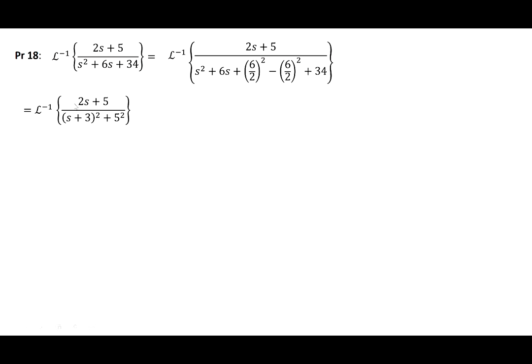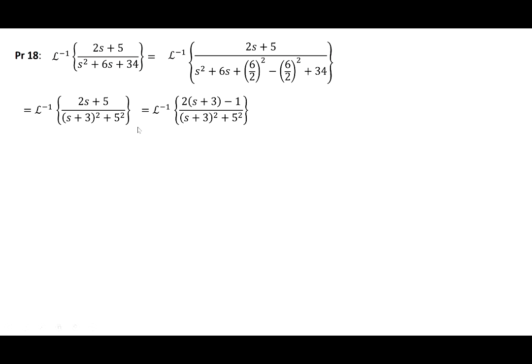So what if I were to say 2 times (s plus 3)? Okay, I factor out a 2, and because we need an s plus 3, I'll say 2 times (s plus 3). But wait a minute, that is 2s plus 6. We are supposed to have only 2s plus 5. No big deal. We'll be clever about it and subtract a 1. See how cool that is?